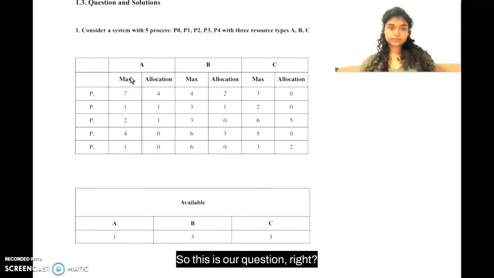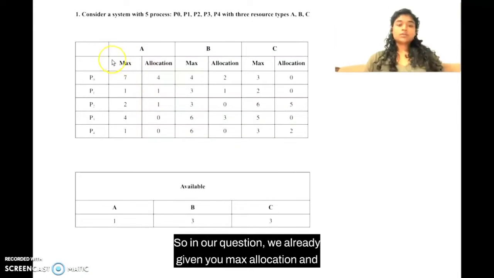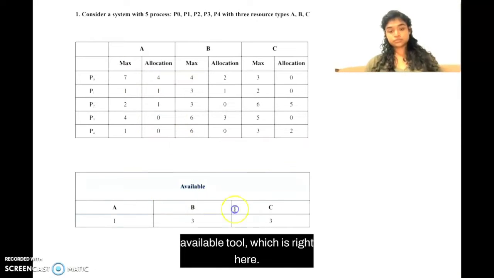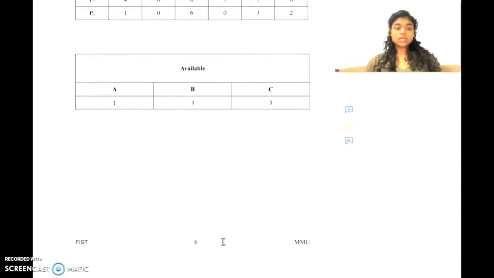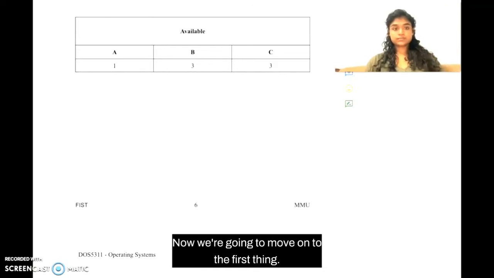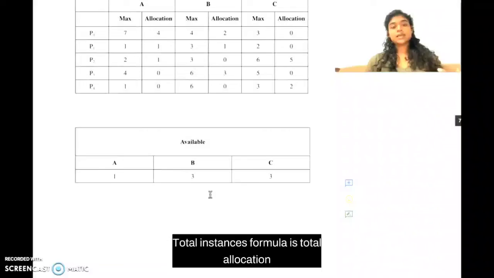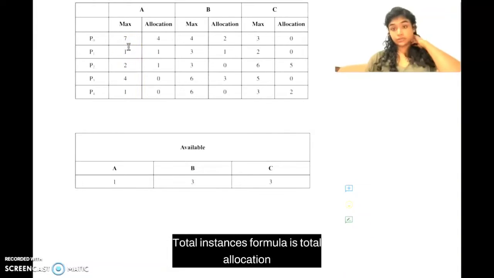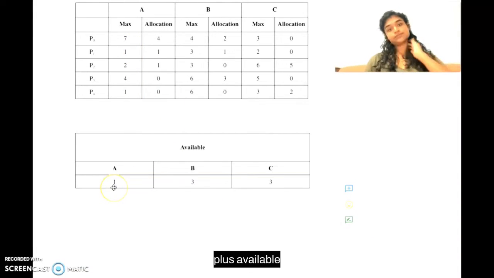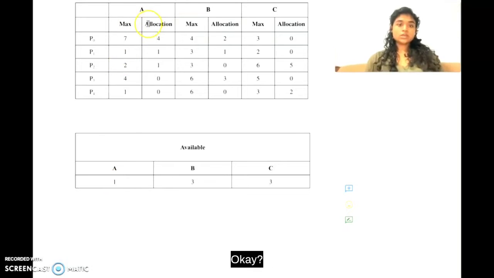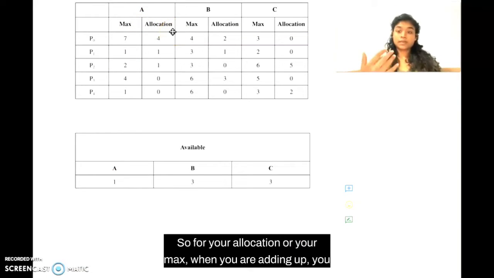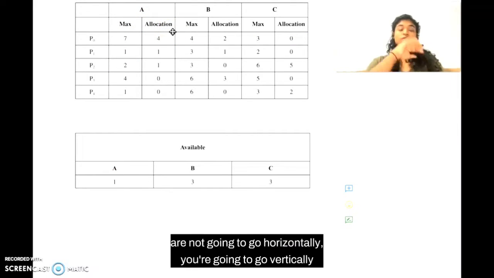So this is our question. In our question we are already given max, allocation, and available, which is right here. Now we're going to move on to the first thing, which is total instances. The total instances formula is total allocation plus available. When you are adding up your allocation or your max, you are not going to go horizontally, you are going to go vertically down.